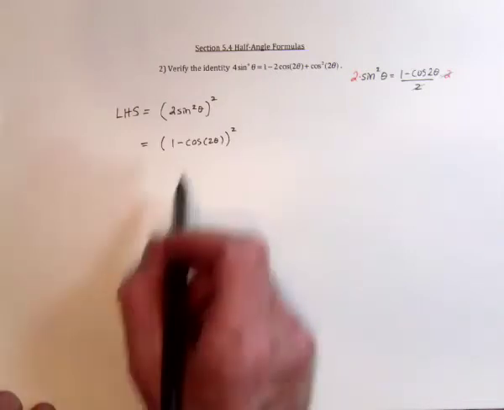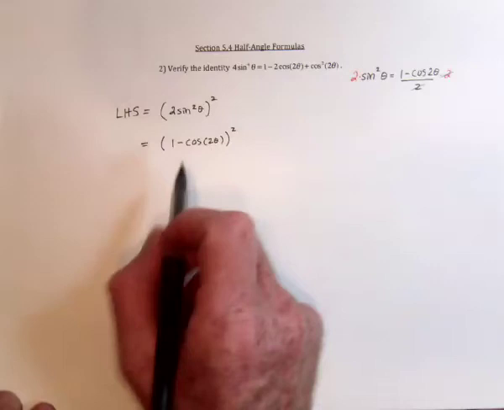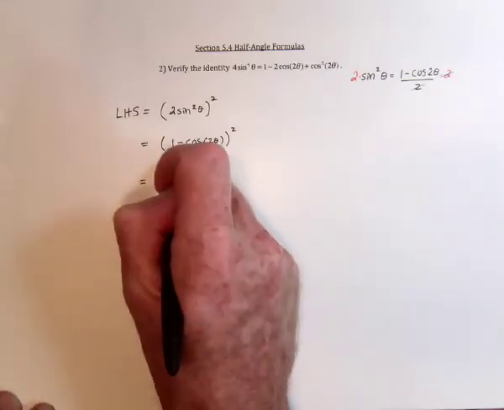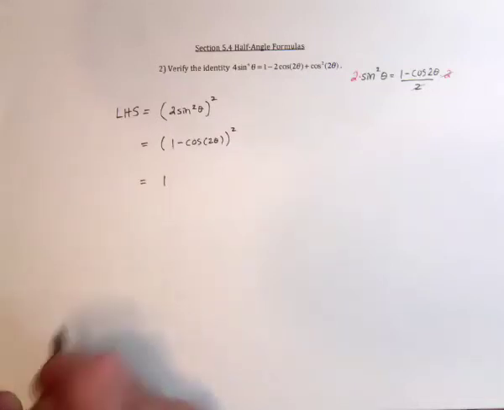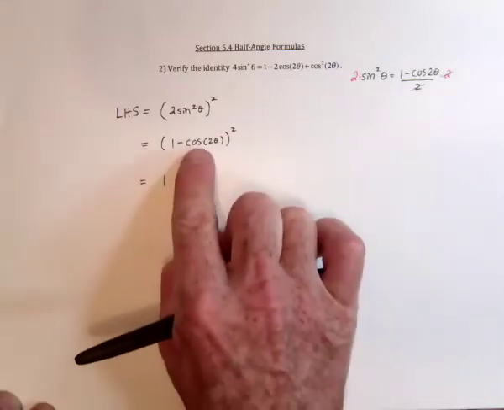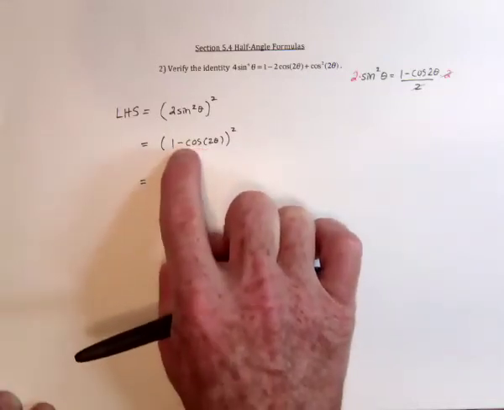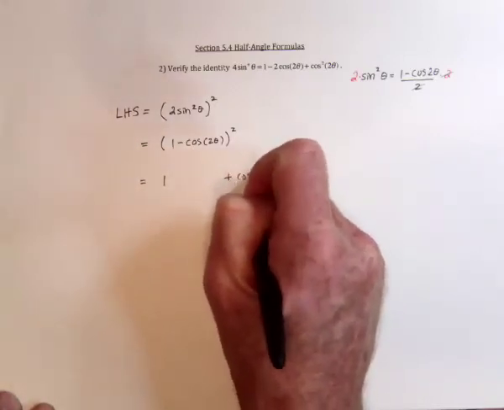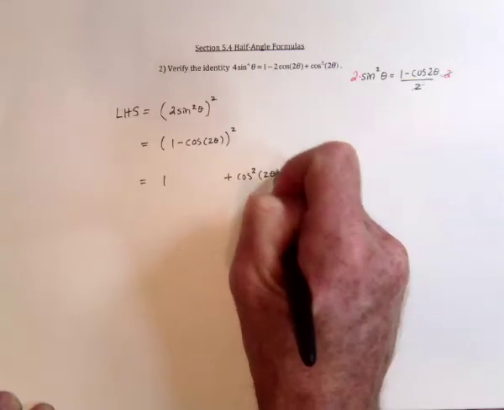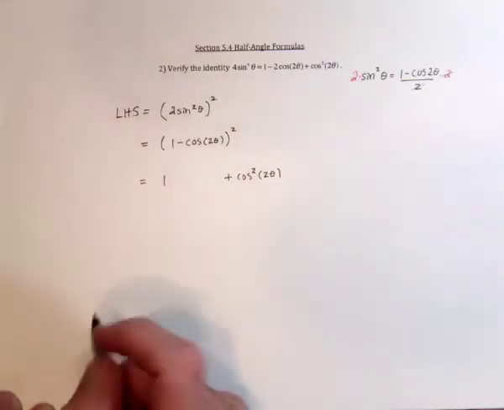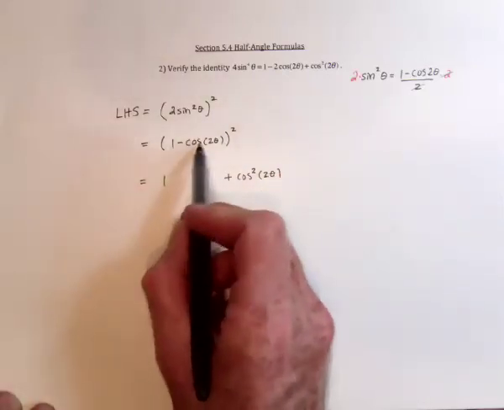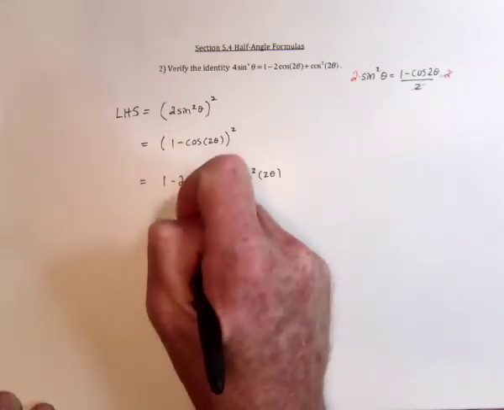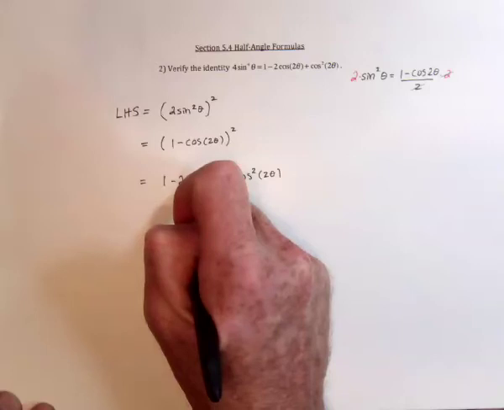So you could multiply this by itself, you could use FOIL, or you could use the shortcut which says square the first thing, 1 squared is 1, square the second thing, when you square a negative it's going to be positive, and then for the middle term you multiply these together and then double the result. So it's going to be negative 2 and then a 1 times cosine of 2 theta.